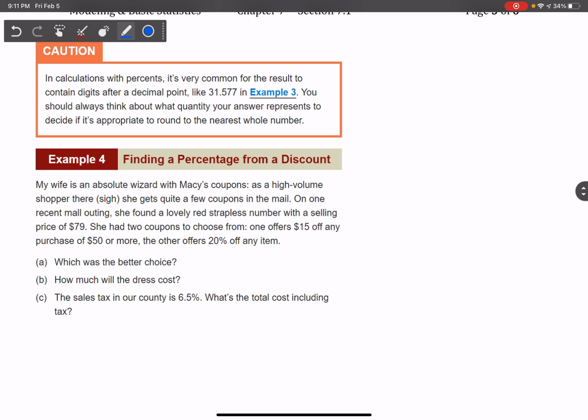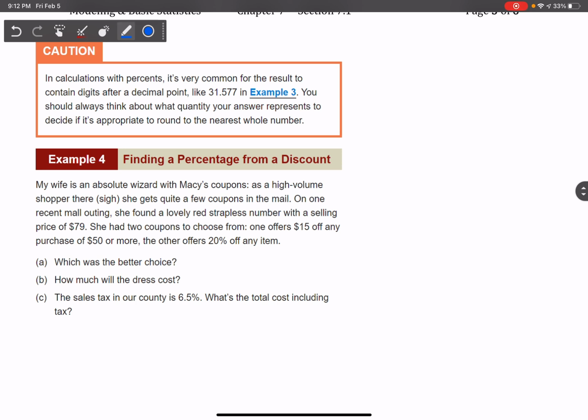All right, example 4. My wife is an absolute wizard with Macy's coupons. As a high-volume shopper, she gets quite a few coupons in the mail. Some of us women can agree with that, okay? We get all these coupons. Once you start shopping somewhere, not just Macy's, they start sending you coupons so that you can spend more money with them. So on one recent mall outing, she found a lovely red strapless number with a selling price of $79. So she found a dress for $79.